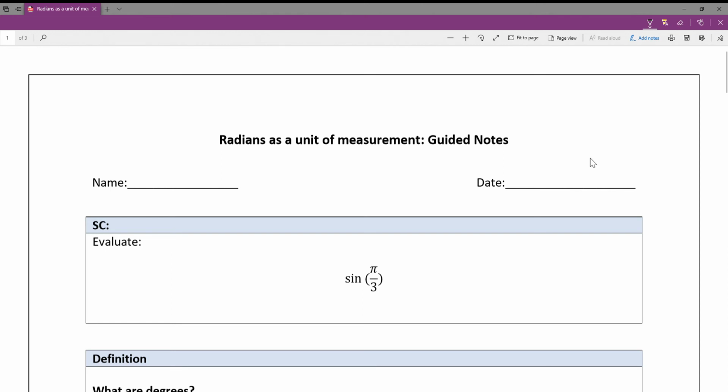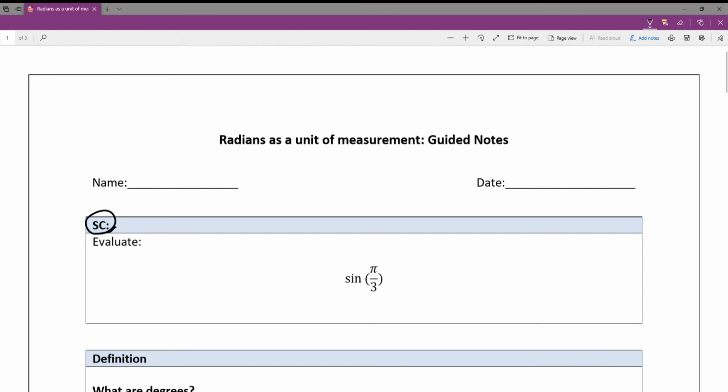Hello everybody. In this video we're going to cover radians as a unit of measurement. If you have this printed out, that's great. If you don't, you can still follow along. For those of you who have it printed out, you can follow along with what I'm writing here. Okay, so let's get started.